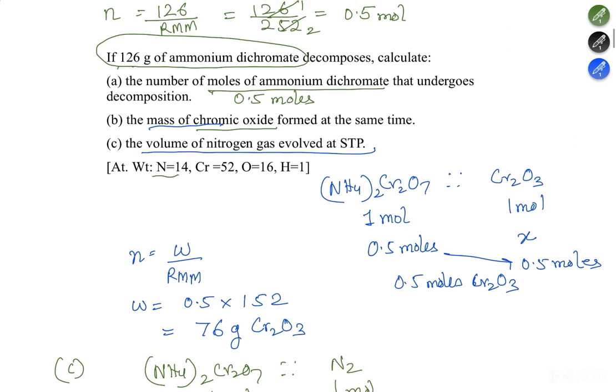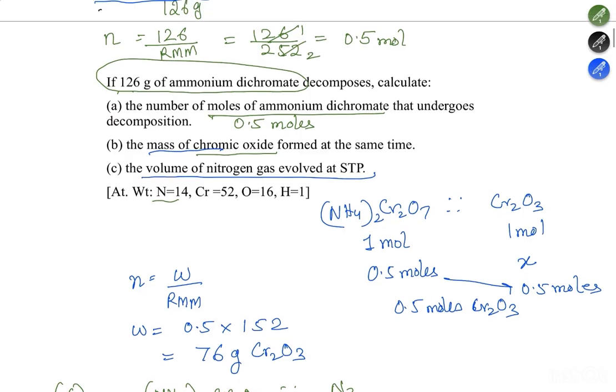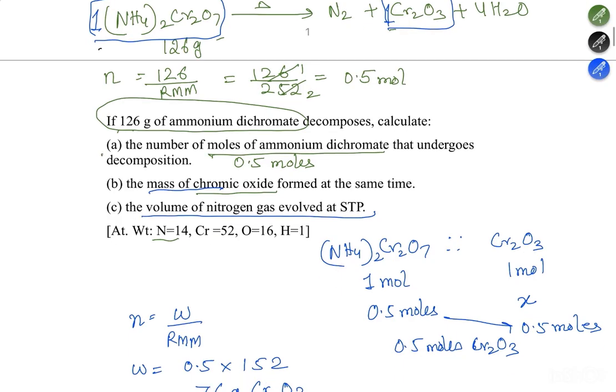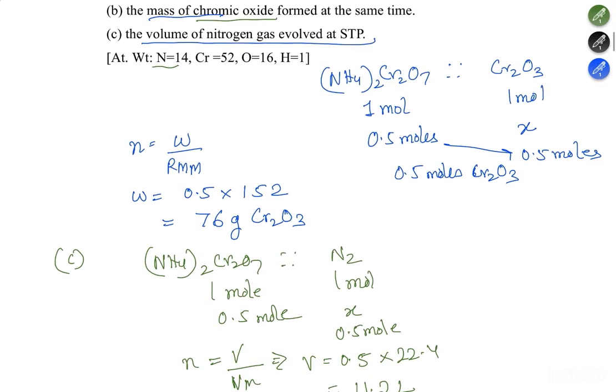You can see that every part of this question is related to each other, and it starts with the moles of ammonium dichromate, because this is a thermal decomposition of ammonium dichromate, and the questions are related to the products formed: the volume and mass of the products. So whatever we calculated in the first part, we take that ratio and find all the answers with respect to that 0.5 moles.